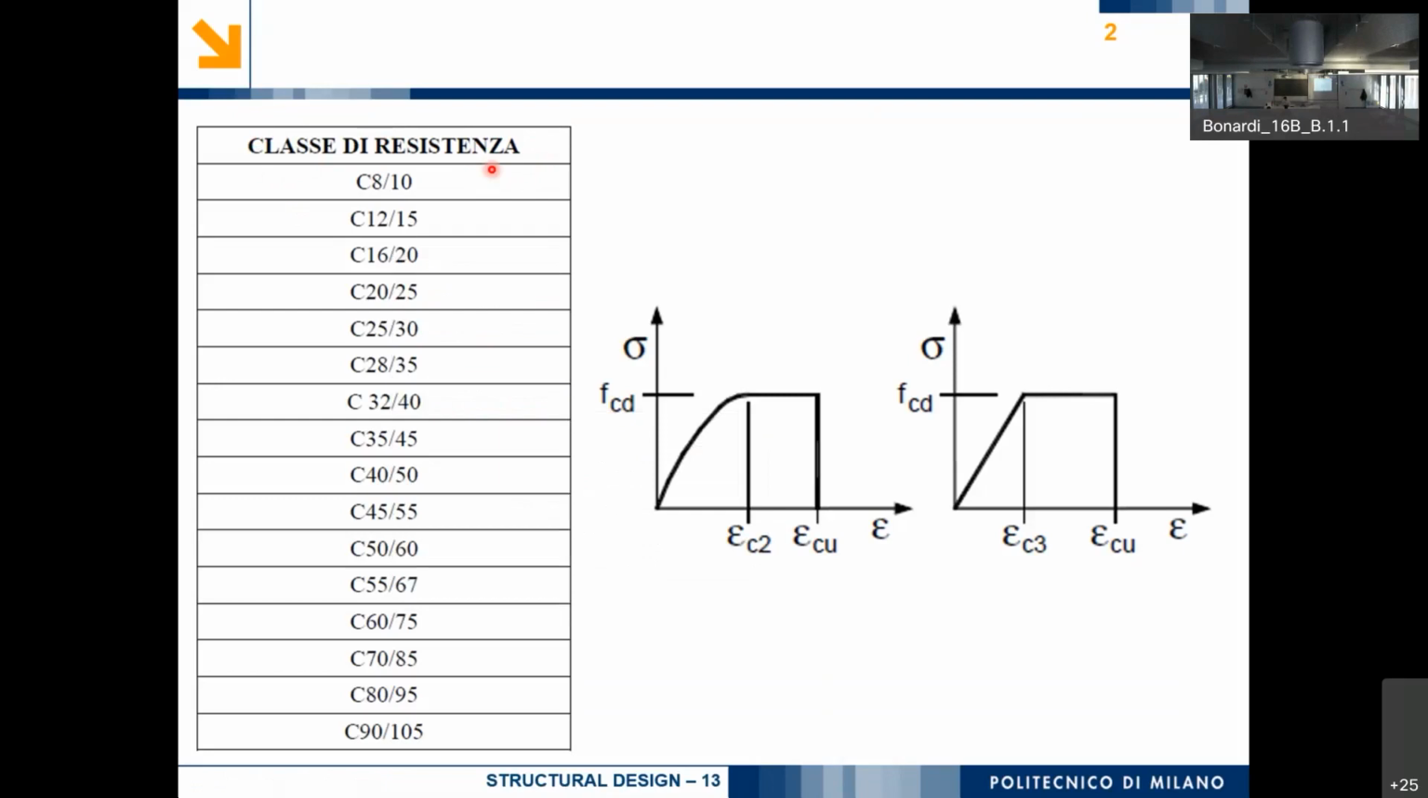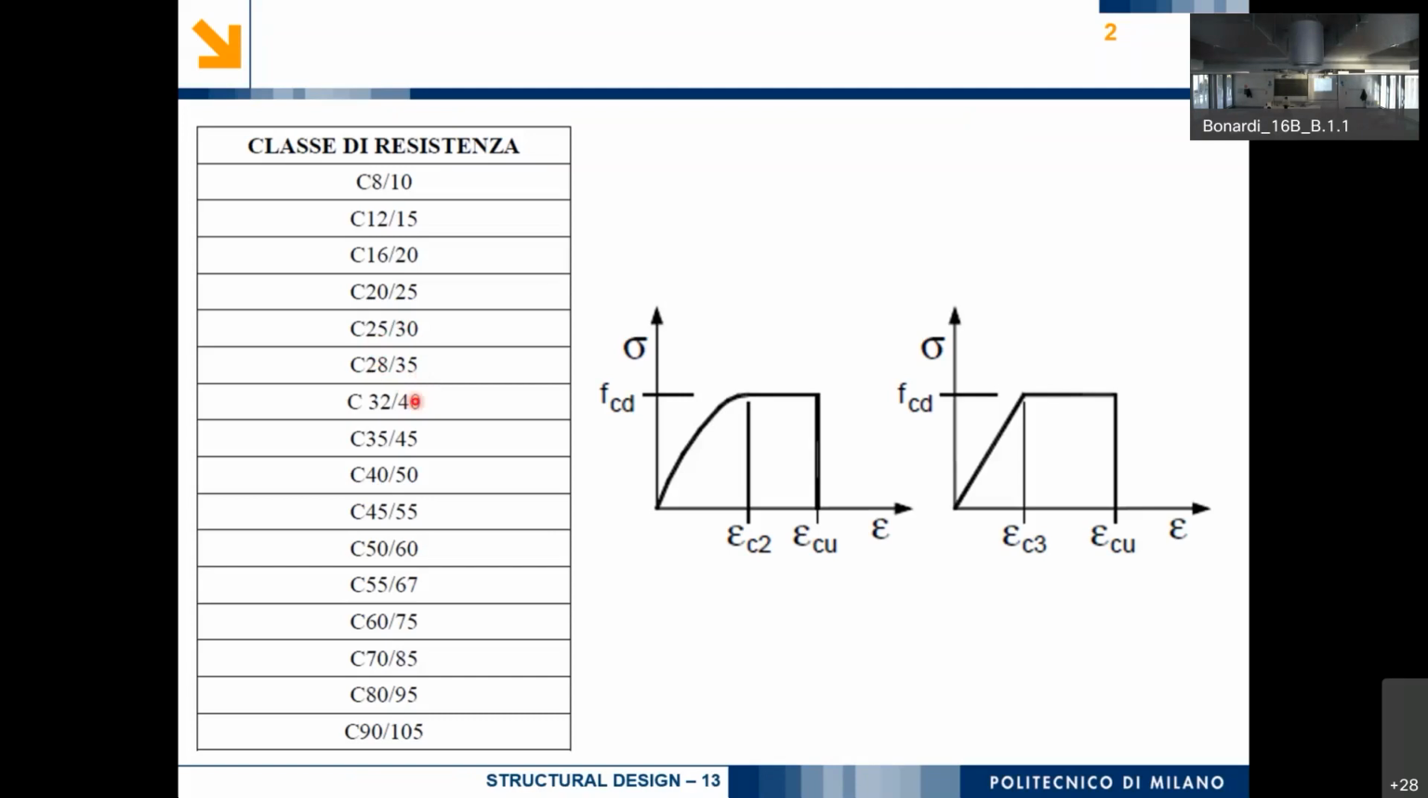The class of the material depends basically on the strength of the material. So for reinforced concrete, we have different resistance strength classes, which are indicated by two numbers, for example, 28 and 35, and a capital letter C. C stands for concrete, because it's a property of the material, and the two numbers are respectively the cylindrical and the cubic strength under compression. So these values indicate the strength in megapascal that the material can typically bear.